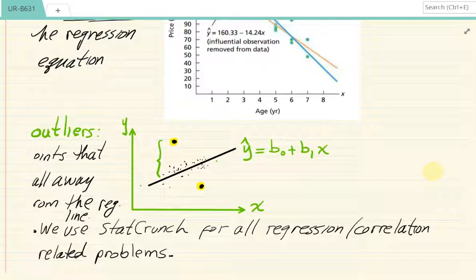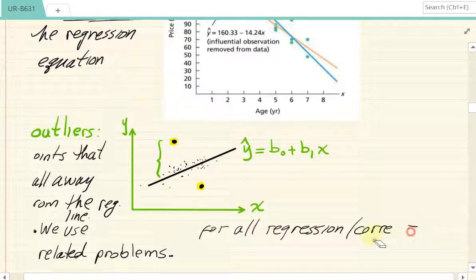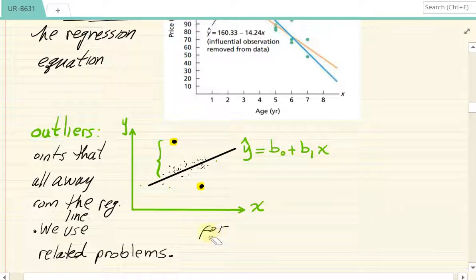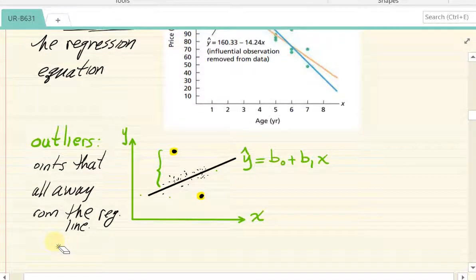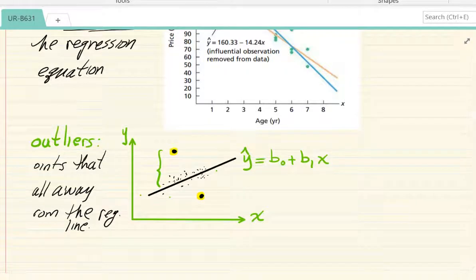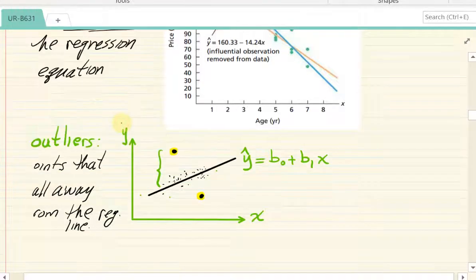Okay. Now, for this one, I'm going to erase this part. We're going to talk about outliers here. And in fact, I don't need this because we know we're going to use the software, so I don't need to emphasize that. Now, we're talking about outliers. There is a marked difference between outliers and influential observations. So let me get my pen here.